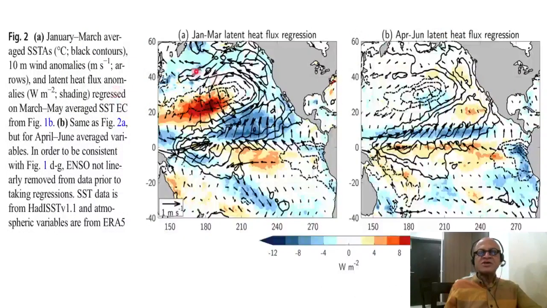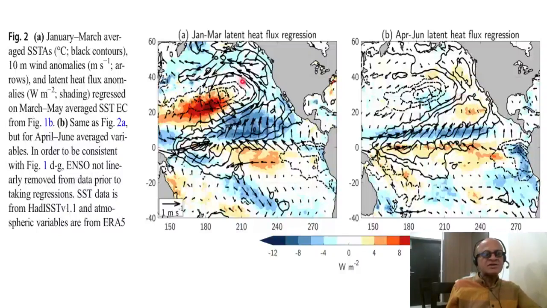These are basically the same thing: January to March latent heat flux regression and April to June latent heat flux regression. So January to March average SSTAs in these black contours and 10 meter winds in the vectors and latent heat flux anomalies in shading basically tell you about the enhanced heat loss or reduced heat loss from the ocean, and how they are producing this WES feedback, or the wind evaporation SST feedbacks, which persists the seasonal footprinting mechanism from the random forcing into this life cycle.